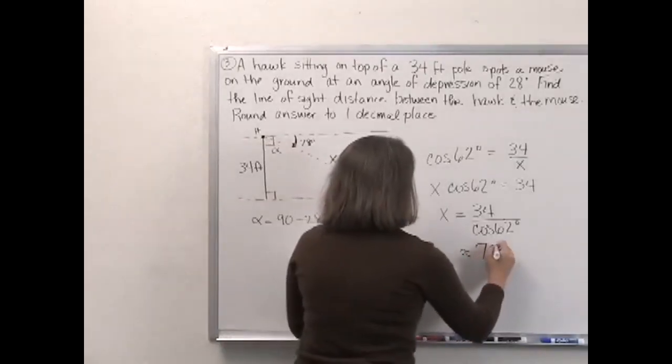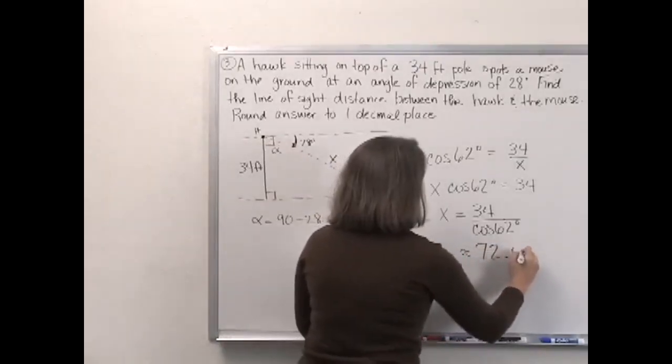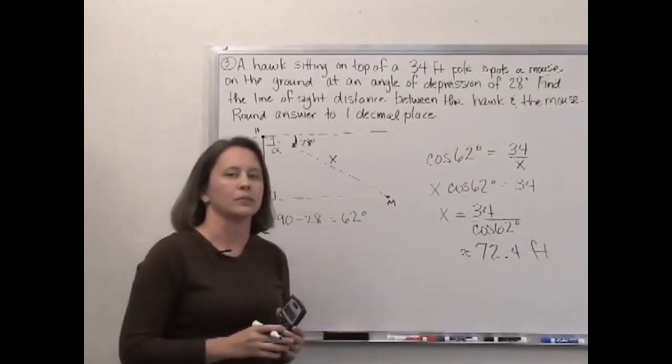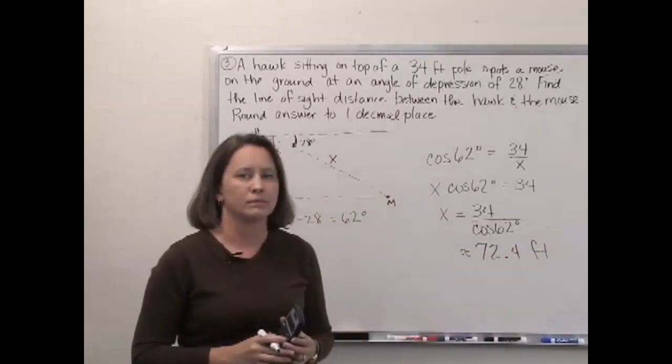So about 72.4 feet is the line of sight distance from the hawk to the mouse.